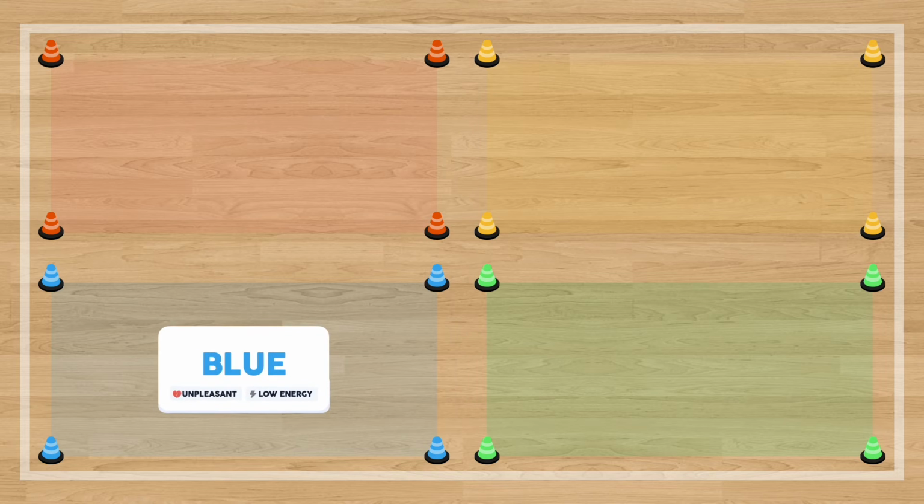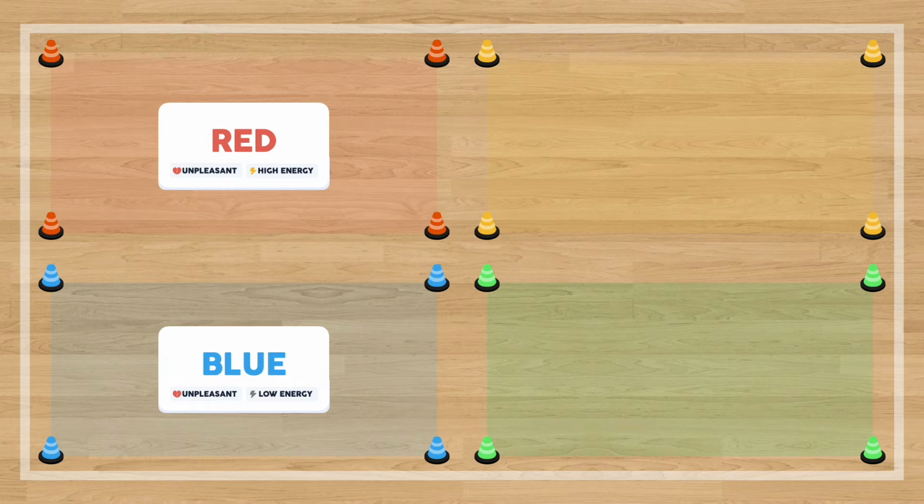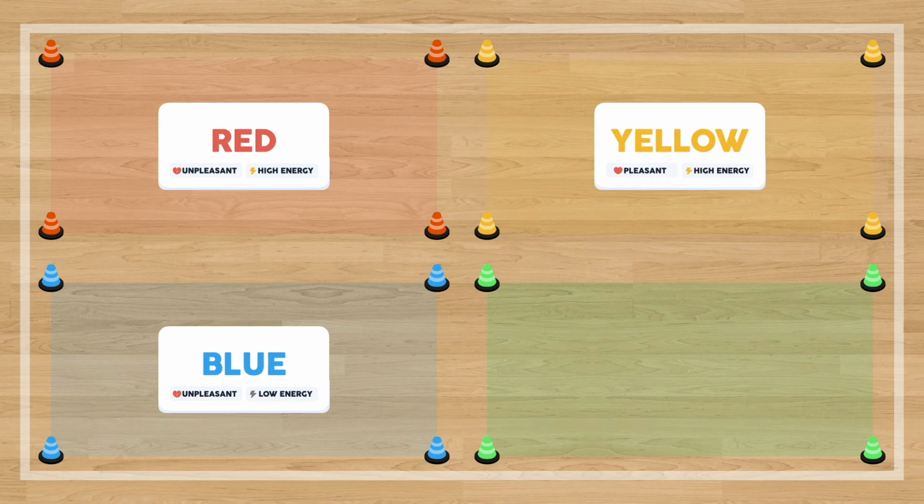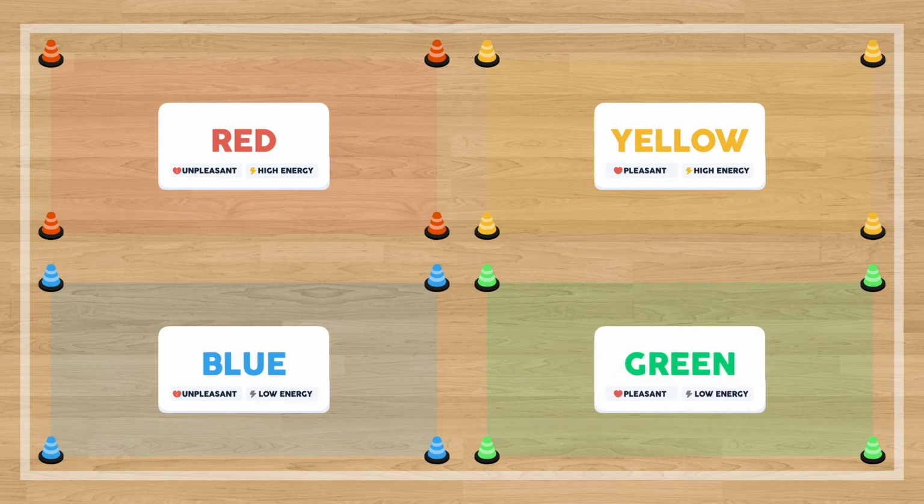So blue is low energy and unpleasant. Red is high energy and unpleasant. Yellow is high energy and pleasant. And green is low energy and pleasant.